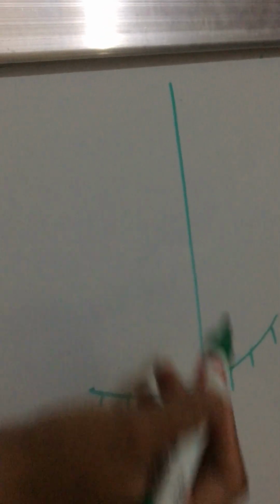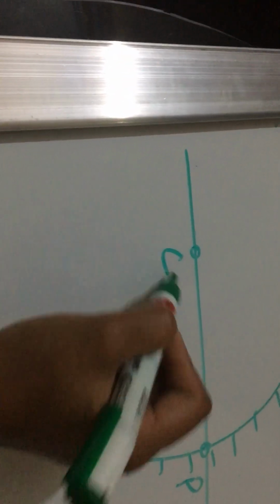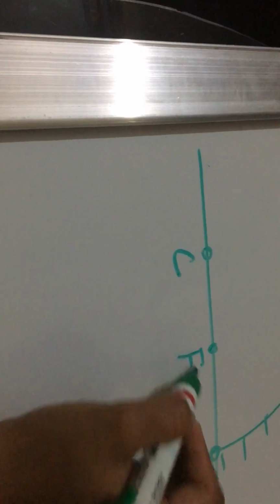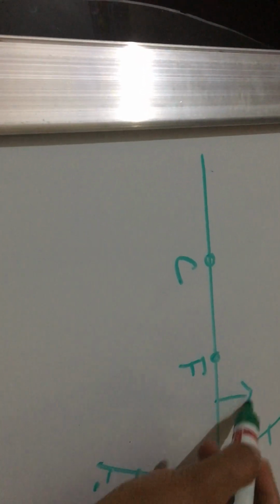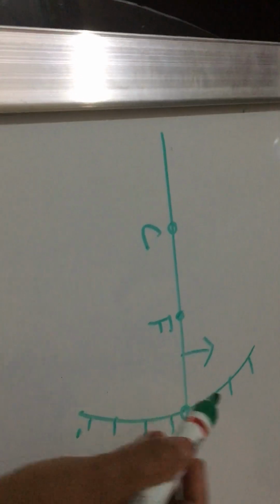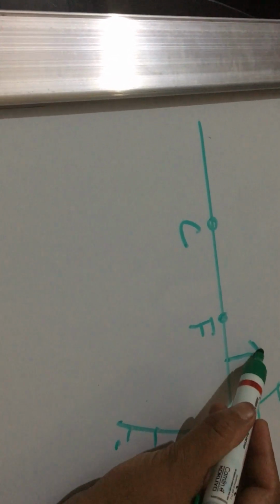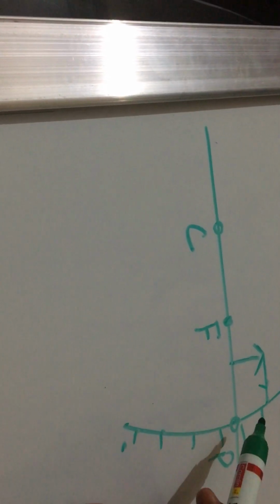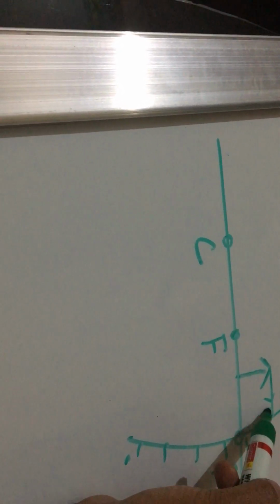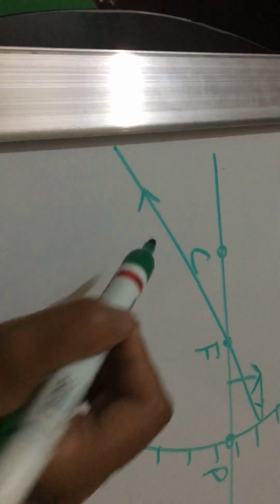Pole, center of curvature, focus. Let me keep the object over here, between pole and focus. Now a light ray incident parallel to the principal axis, what will happen after reflection? It should pass through the focus.